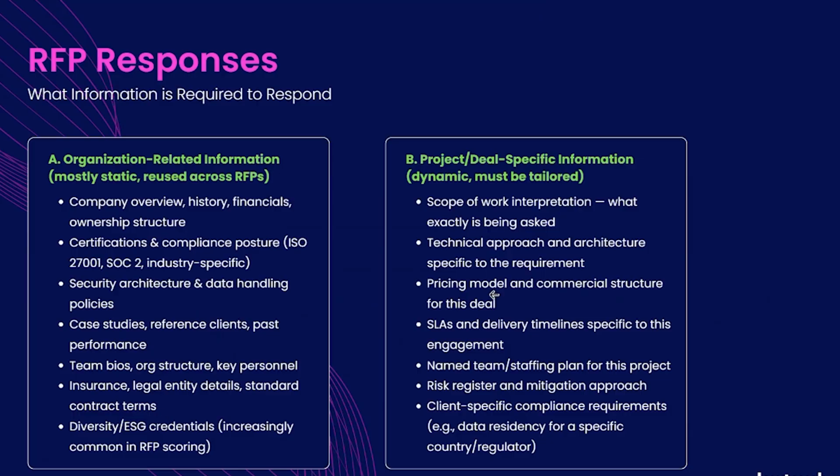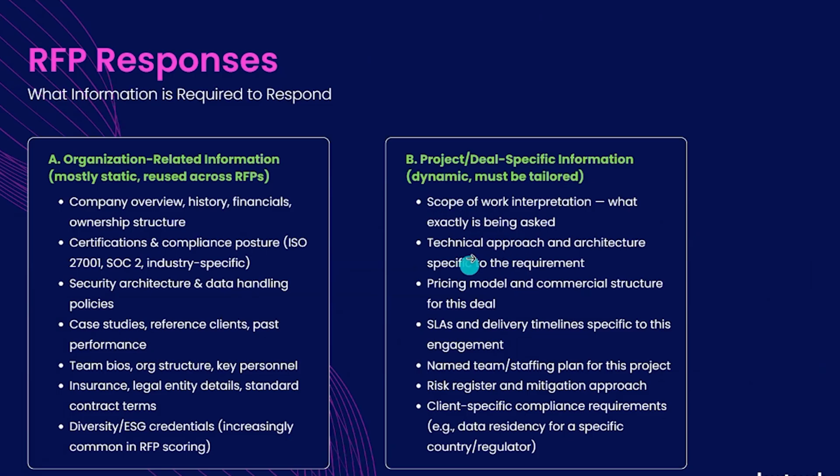Now, on the second part, on the right side, you can see there is further information required, which is dynamic in nature. That means the scope of work. Based on the scope of work, you need to create a solution approach for that particular scope, design an architecture for that, and a project schedule for that. These are specific to that particular project.